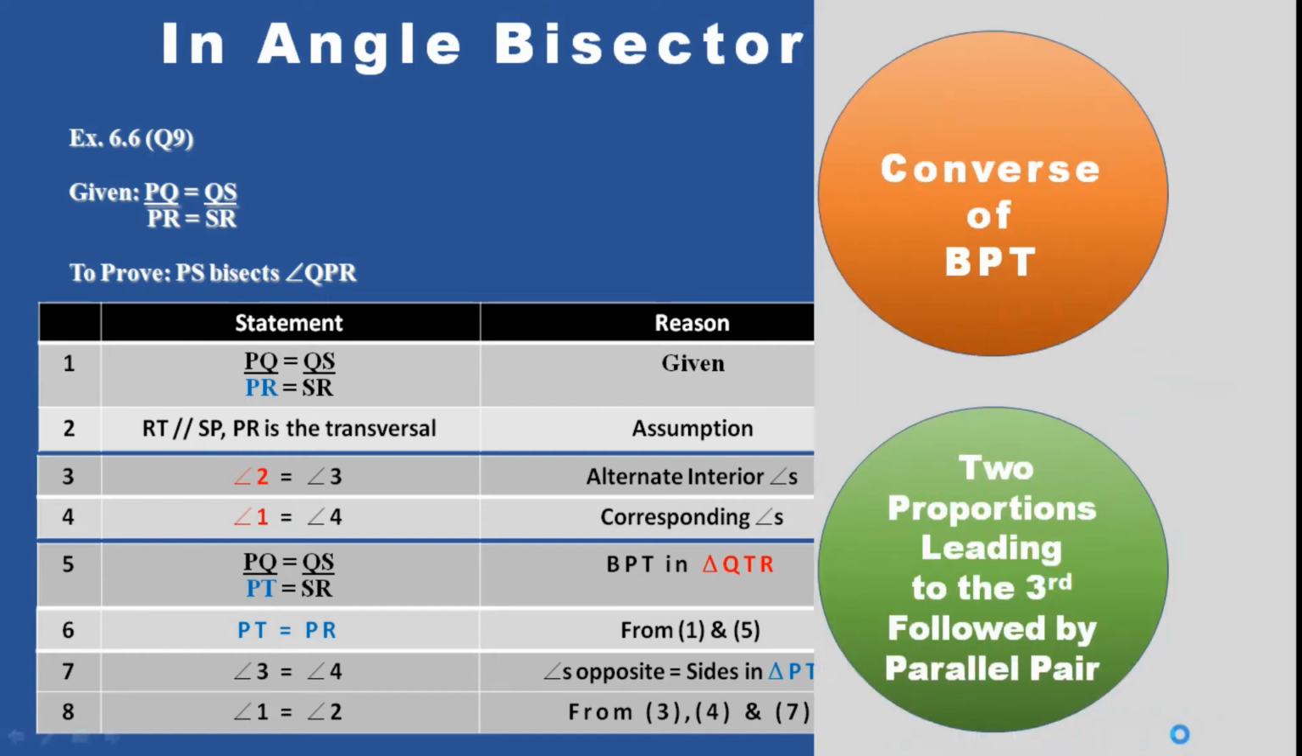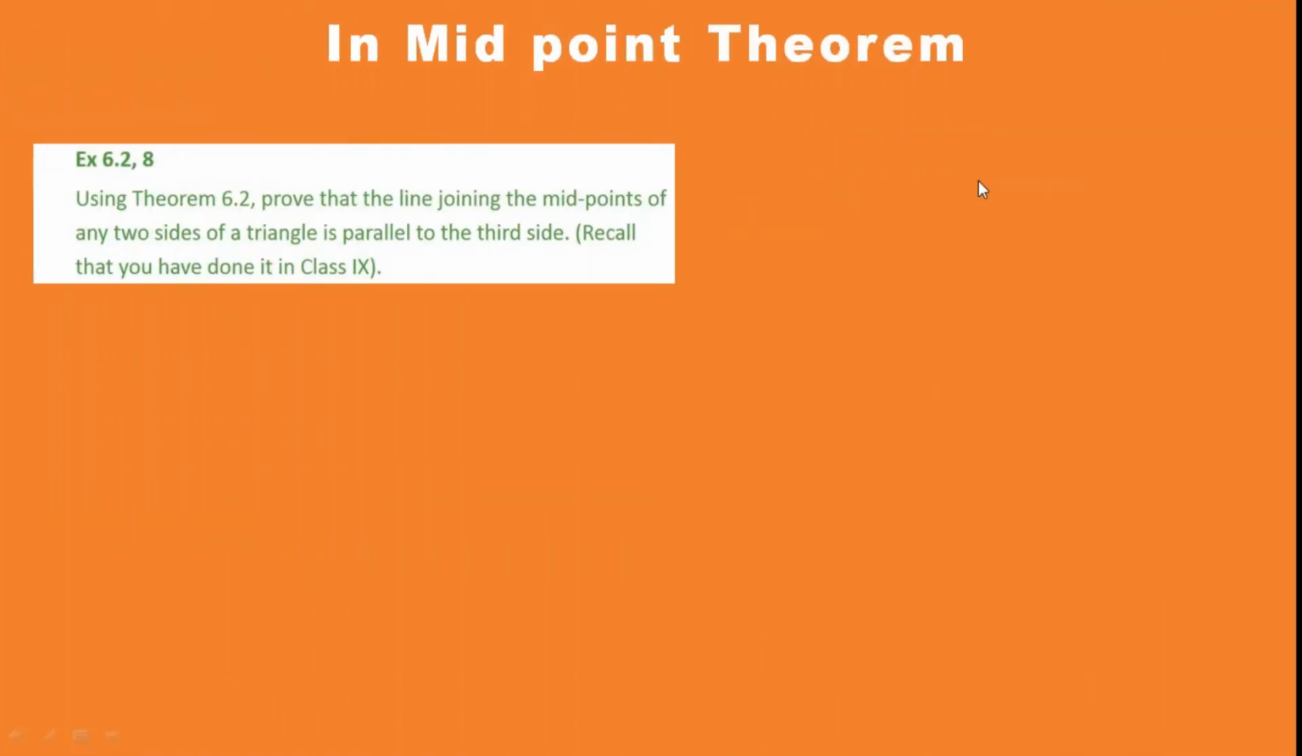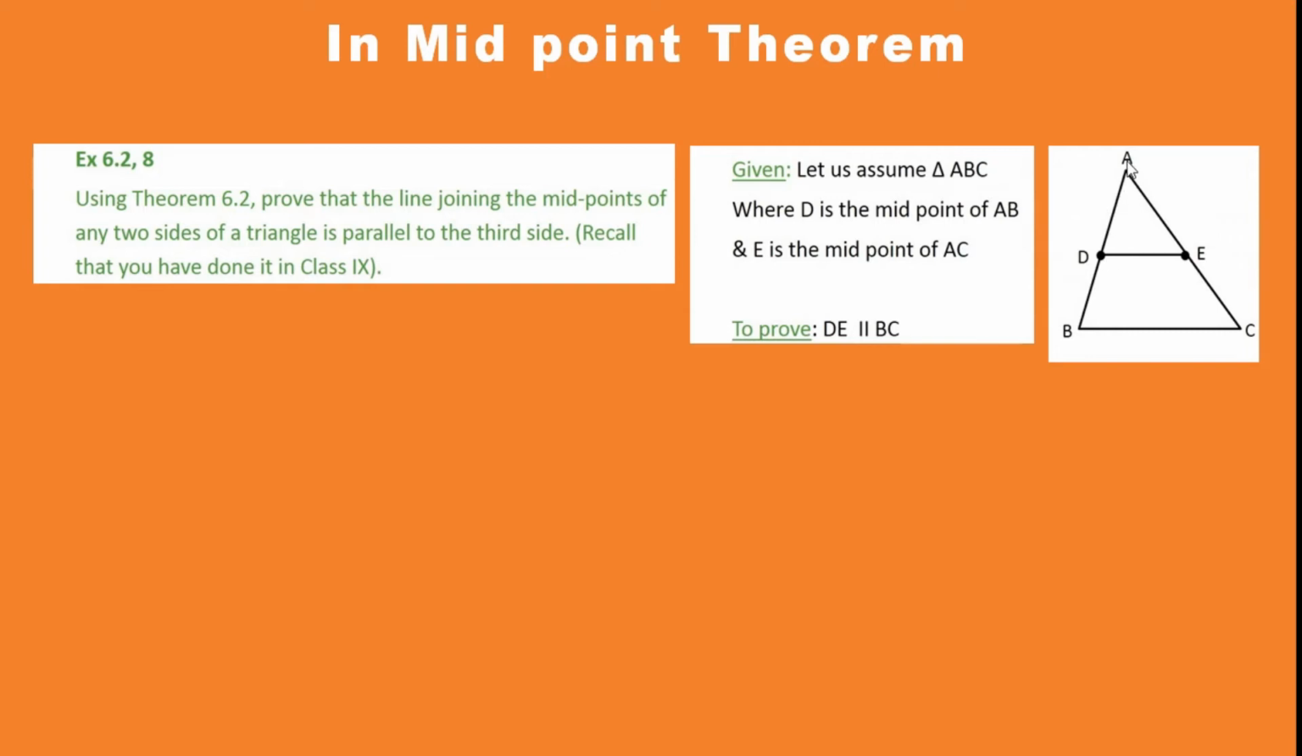So these were a couple of problems that we have done which were directly the applications of BPT. Let us see a few applications where we are applying the converse of the Thales theorem, which is also known as BPT. Recall the midpoint theorem from class 9. The midpoint theorem said that if in a triangle the midpoints of two sides are joined, then that line segment becomes parallel to the third side. So this is something that we need to prove here.